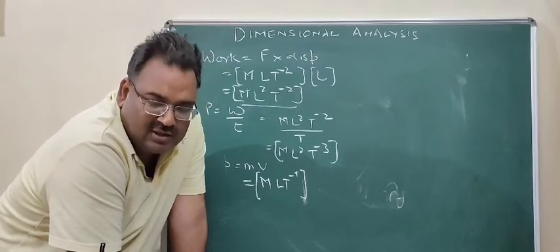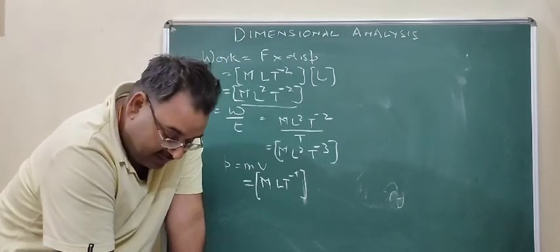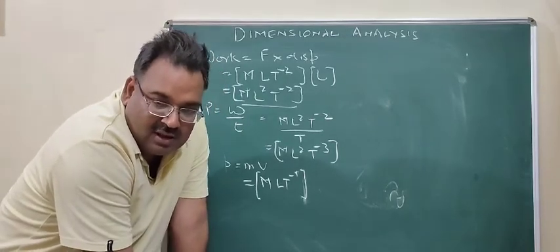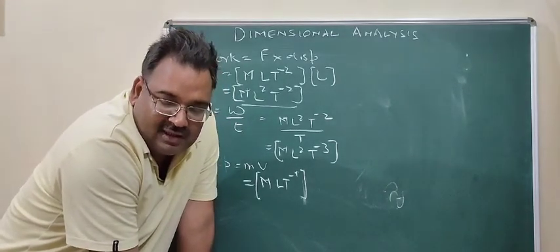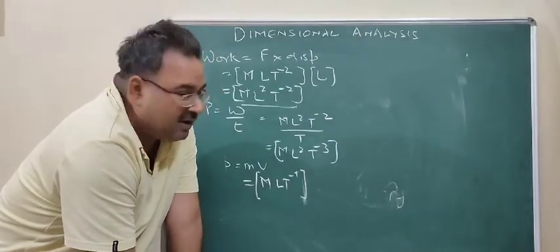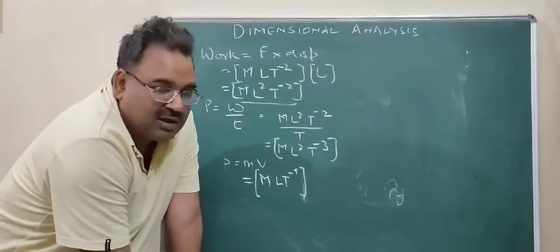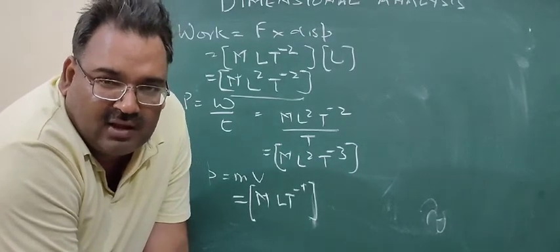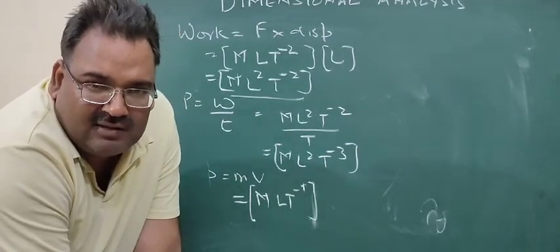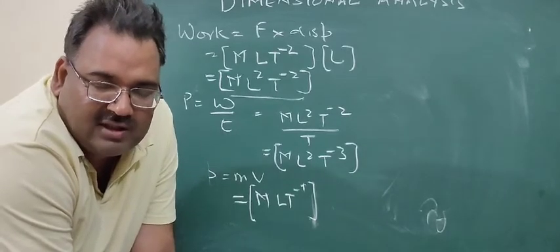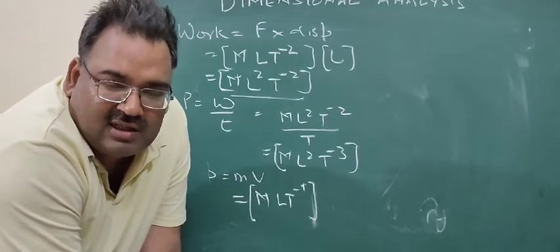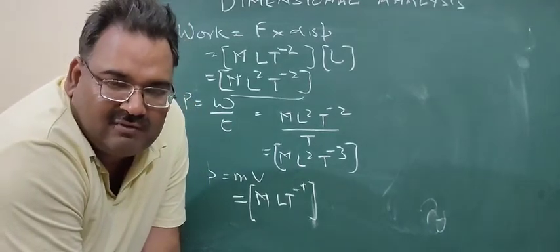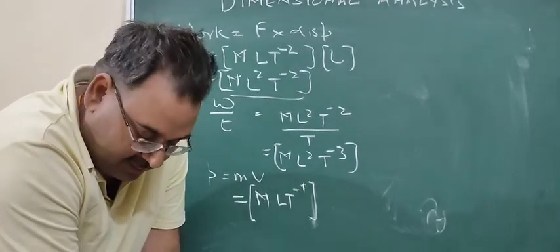One thing is to be kept in mind, that pure ratios and pure numbers do not have any dimensions. For example, you have studied about work. What was the complete formula of work? Force into displacement into cos theta. Work was F s cos theta. So cos theta is a ratio of two lengths, so there is no dimension for that. That's why I have not written cos theta here.